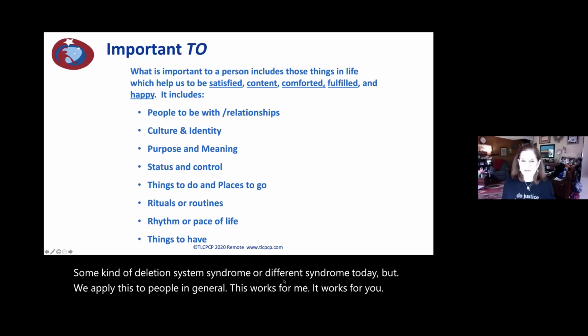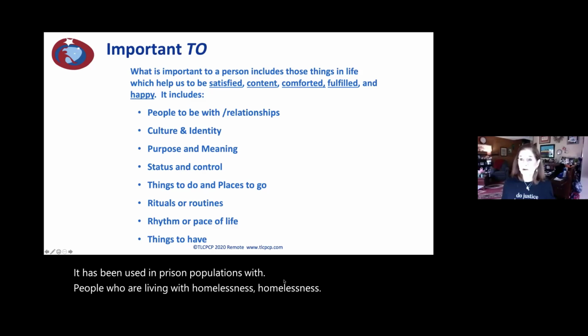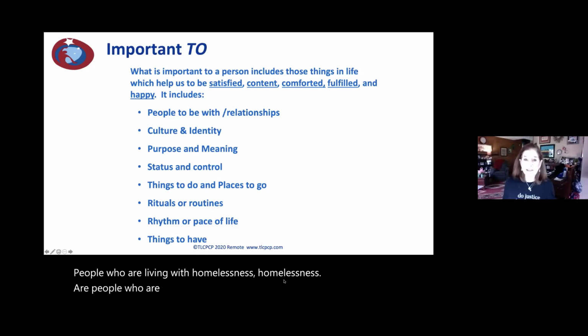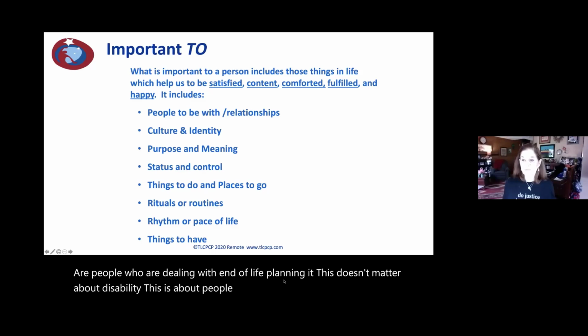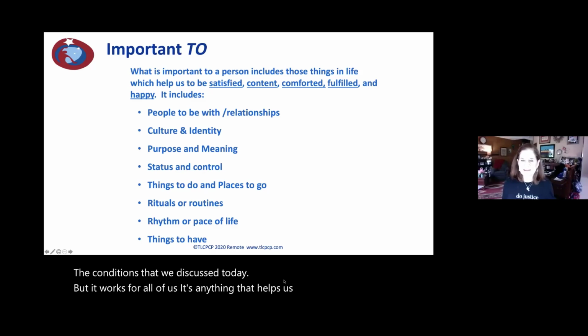It has been used in prison populations, with people who are living with homelessness, people who are dealing with end of life planning. This doesn't matter about disability. This is about people. I'm applying it to the conditions that we discussed today, but it works for all of us. It's anything that helps us feel satisfied, content, comforted, fulfilled, or happy.